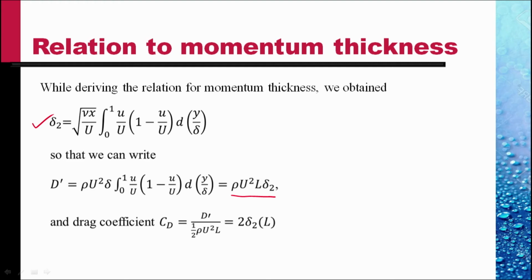And the drag coefficient CD is this drag divided by 1/2 rho U square times the area of the plate. For unit depth, the area is just the length of the plate L. And so the drag coefficient is twice the momentum thickness at the location x equal to L. A very important result. That is the importance of momentum thickness: the deficit created in the momentum flow because of the velocity profile in the boundary layer.